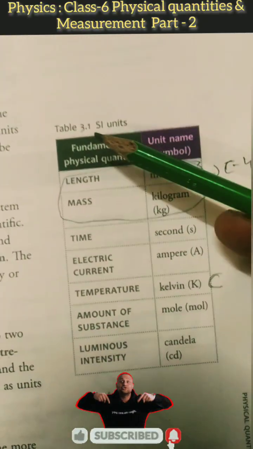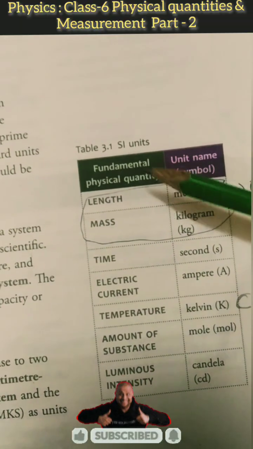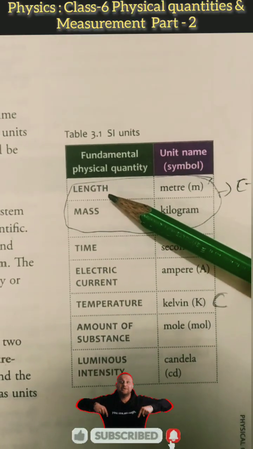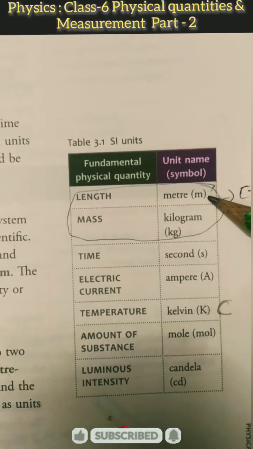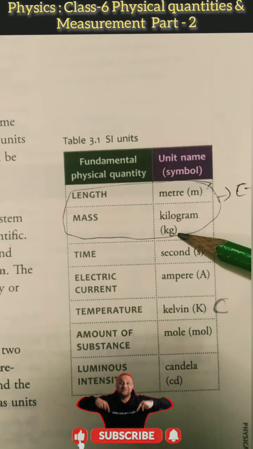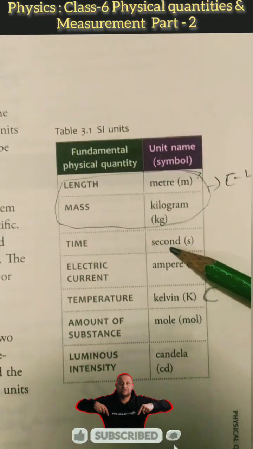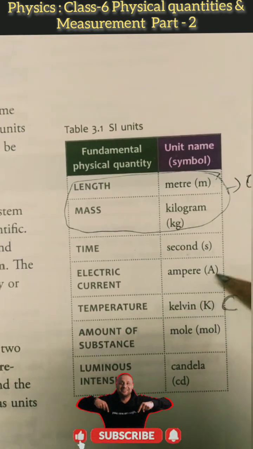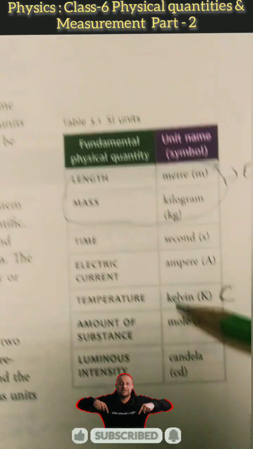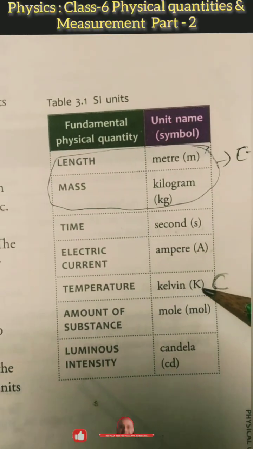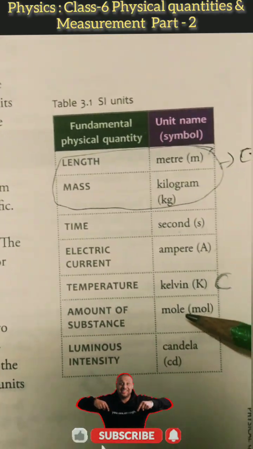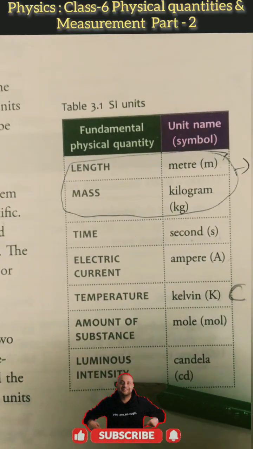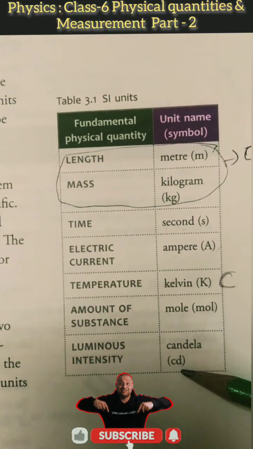In the box, here is a table of SI units, fundamental physical quantities, and their unit names and symbols. Length has the unit meter, in short m. Mass, kilogram, in short kg. Time, unit is second, and the symbol is s. Electric current, unit is ampere, the symbol is capital A. Temperature, unit is kelvin, symbol is capital K. Amount of substance, unit is mole, symbol mol. Luminous intensity, unit name is candela, and the symbol is cd.